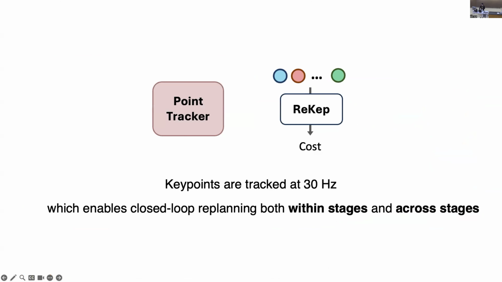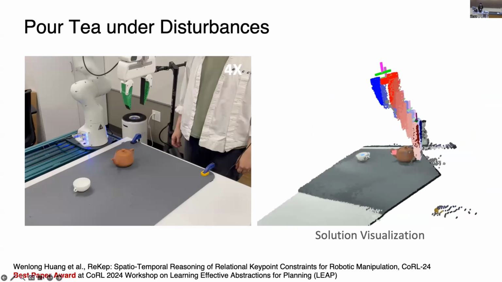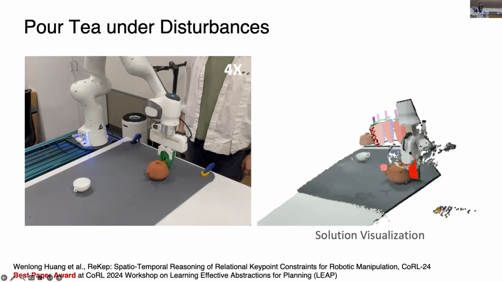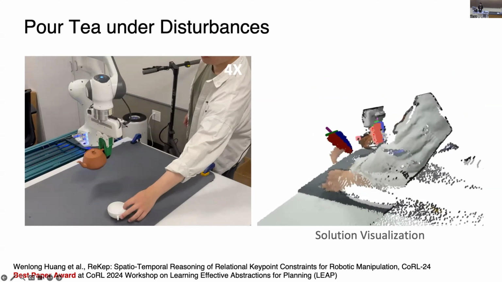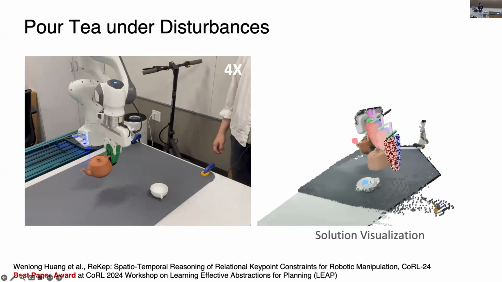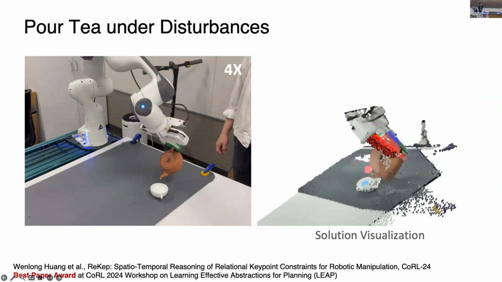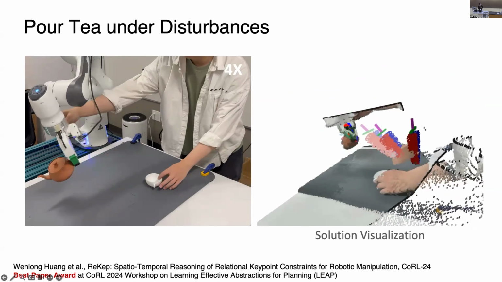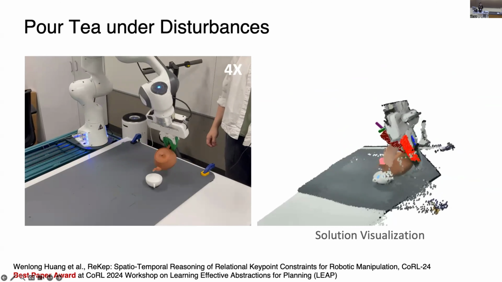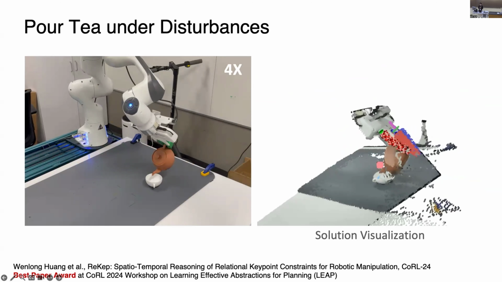Like I mentioned, all the optimization of the robot action can be done at 10 frames per second, and the key point tracking is actually done at 30 frames per second. So we allow robustness both within the task stage and, of course, across different task stages. And during the execution, you can see the human is constantly perturbing the robot, and the robot knows how to recover from this perturbation, even across different task stages, in order to be robust to these external disturbances.